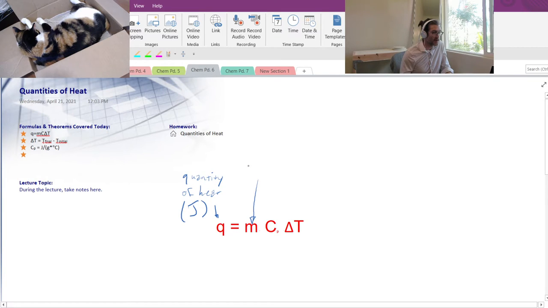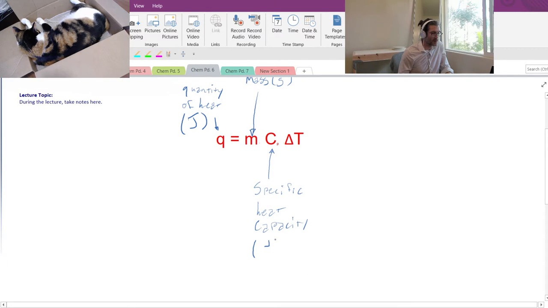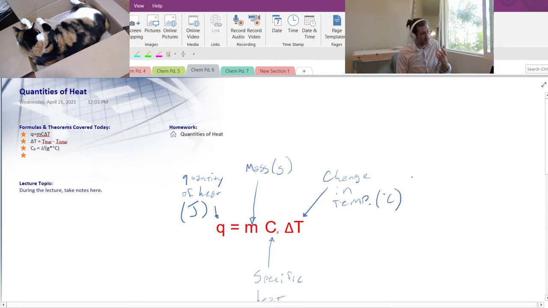Quantity of heat, M is mass in grams. C sub P is specific heat capacity. And that's going to be in units of joules over grams times degrees C. And delta T is change in temperature, in degrees C. Can also be in Kelvin. Doesn't really matter, but we'll list most of our stuff in degrees C.